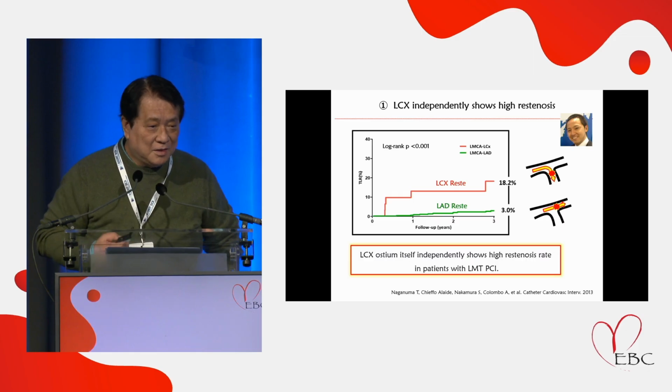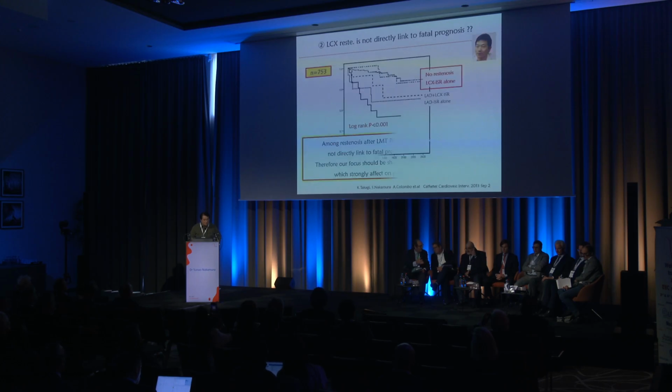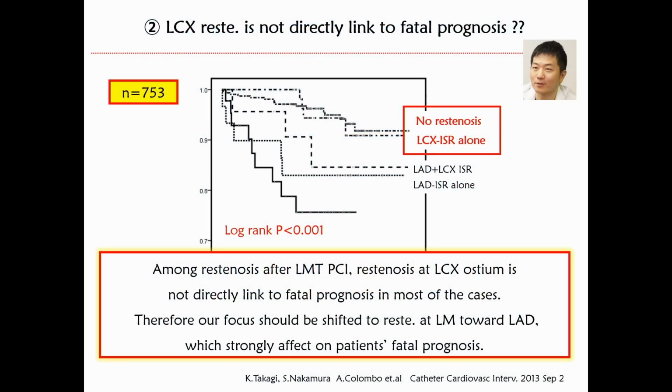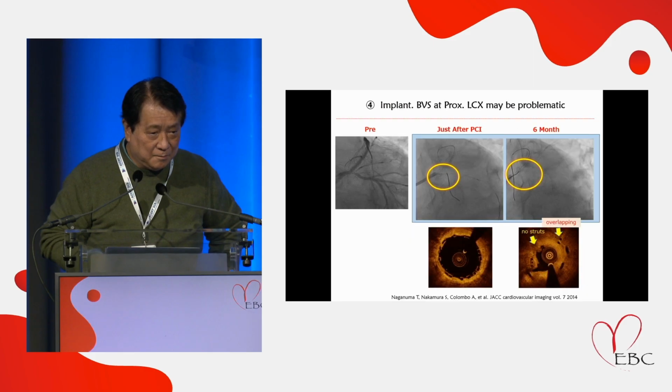At that time, I showed that circumflex ostial restenosis independently showed a high rate in patients with left main PCI. Among the restenoses after left main PCI, circumflex ostial restenosis is not directly linked to fatal prognosis in most cases, so we should focus on the left main to LAD. This phenomenon is the same with second generation DES. A two-stent strategy might have caused the high development of circumflex restenosis. However, overall, this has little impact on long-term mortality.